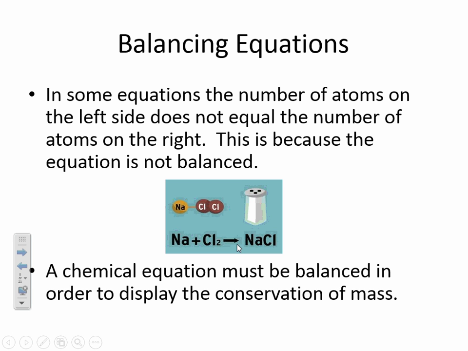So, like I said, we have one Na, one Na. That's good. We have two Cl's on the left and one Cl on the right, which means I'm going to put a 2 out in front of NaCl. But now what does that do? That gives me two Na's on the right and one Na on the left. So I'm going to put a 2 out in front of the Na as well. And this is called balancing equations.